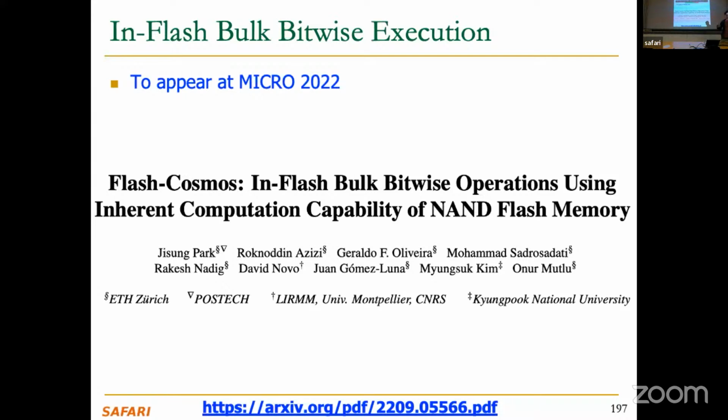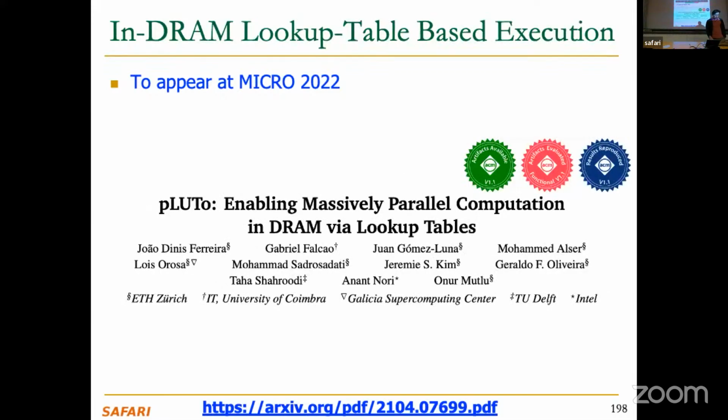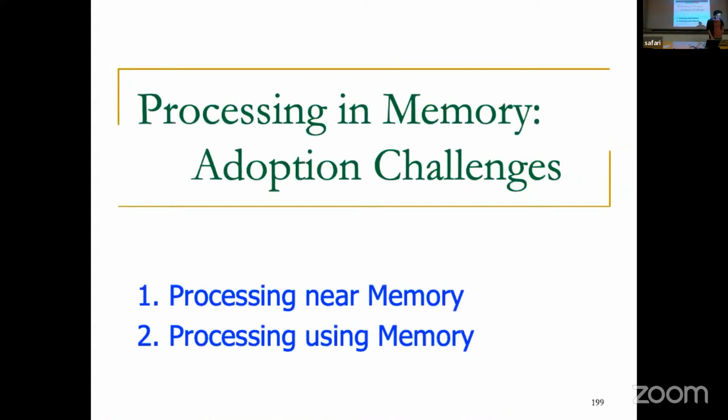Remember that I talked about processing using memory with different memory technologies. This is a very recent example from our group that uses very similar ideas to AMBIT, but in this case in NAND flash chips, so in storage, or this other one that somehow improves on SIMDRAM and on AMBIT in order to enable lookup table queries inside memory without having to go out of memory. So these are the two approaches. I don't know if you guys have any other questions.